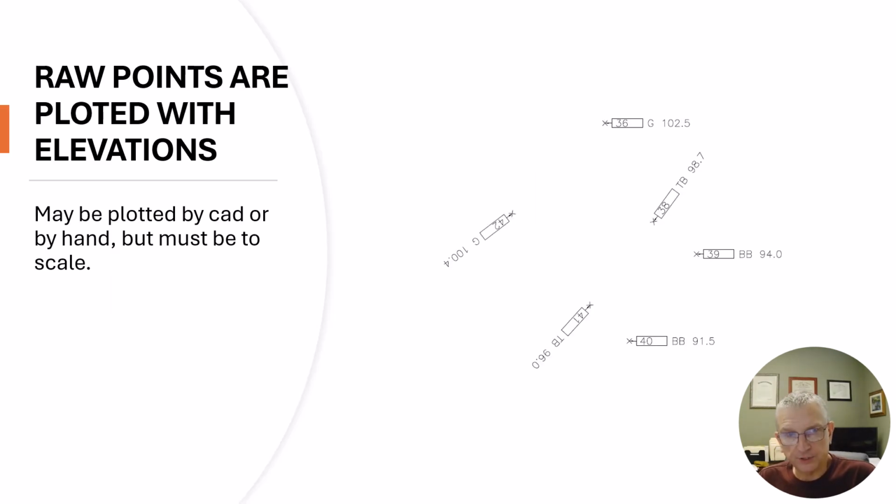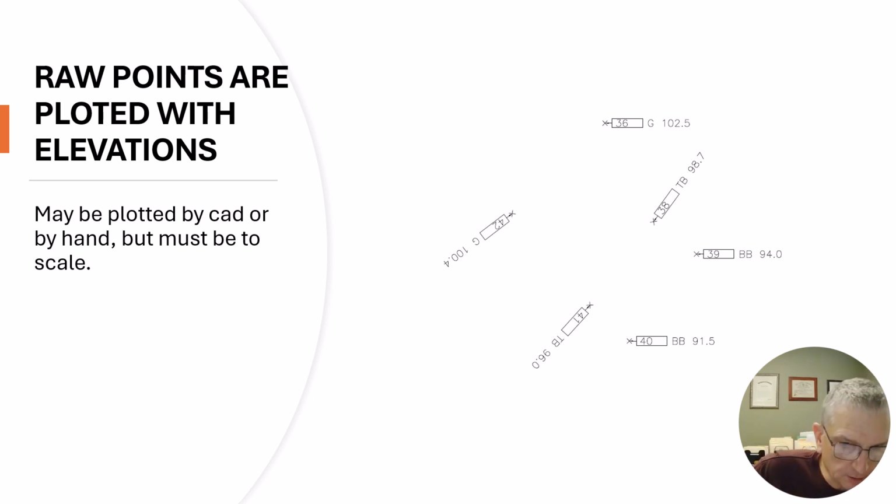So, first thing is that raw points are plotted with elevations. This can be done by CAD, by software, or it can be done by hand. If you don't have access to or want to figure out how to use software, depending on your circumstance, just like we have computed coordinates from our simple traverse, we will compute coordinates from our topographic survey in the final lab.